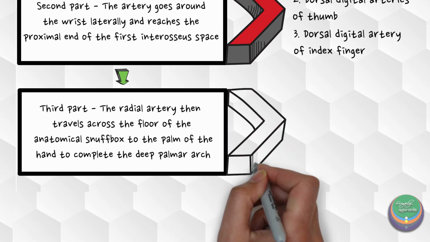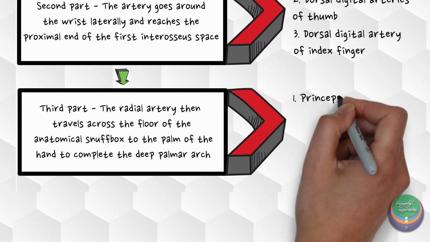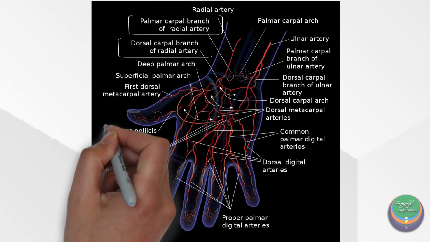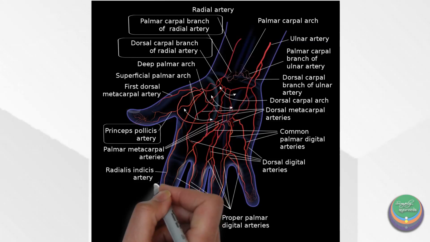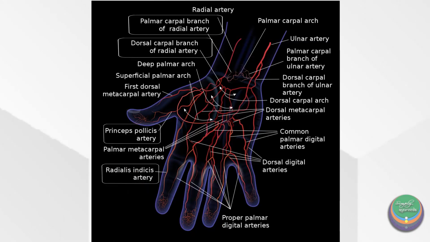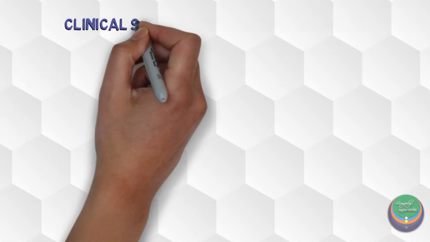The princeps pollicis artery is given out where the main radial artery enters the palm and gives rise to two palmar digital arteries. The radialis indicis artery is given out immediately distal and runs along the radial border of the index finger. Let's now try to know its clinical significances.